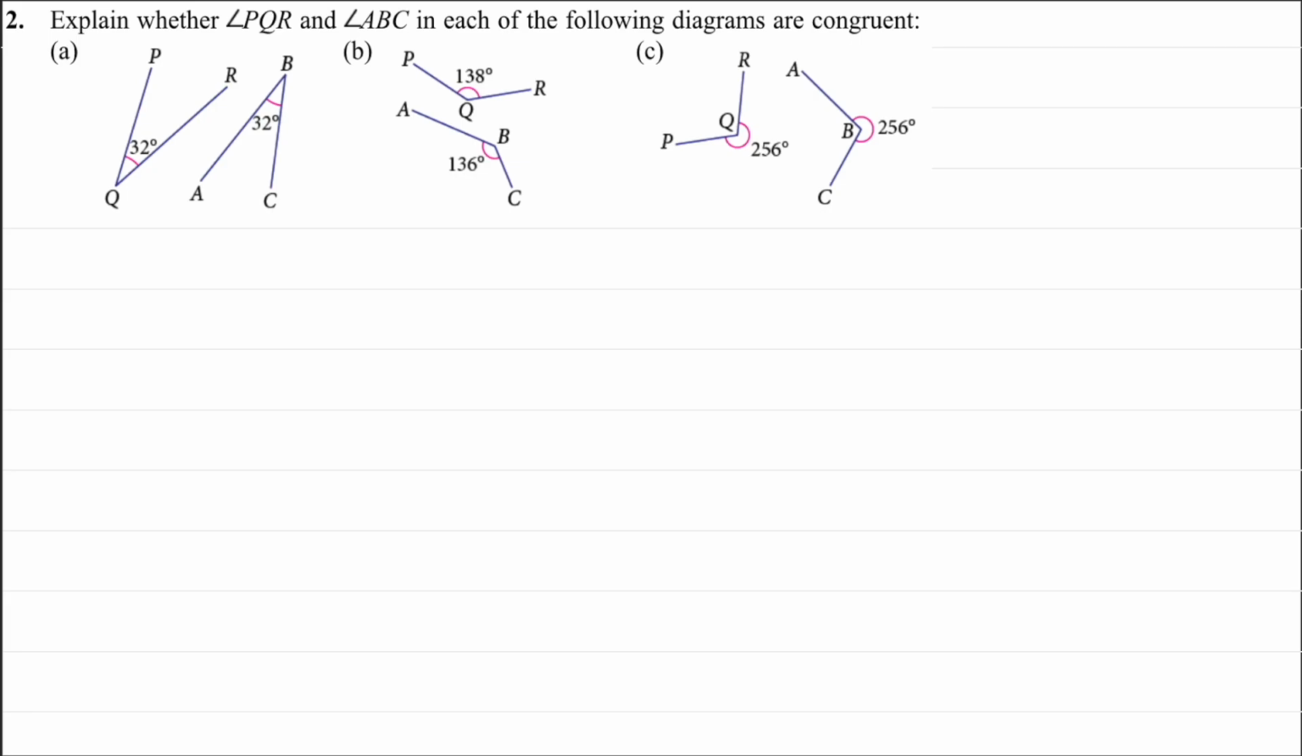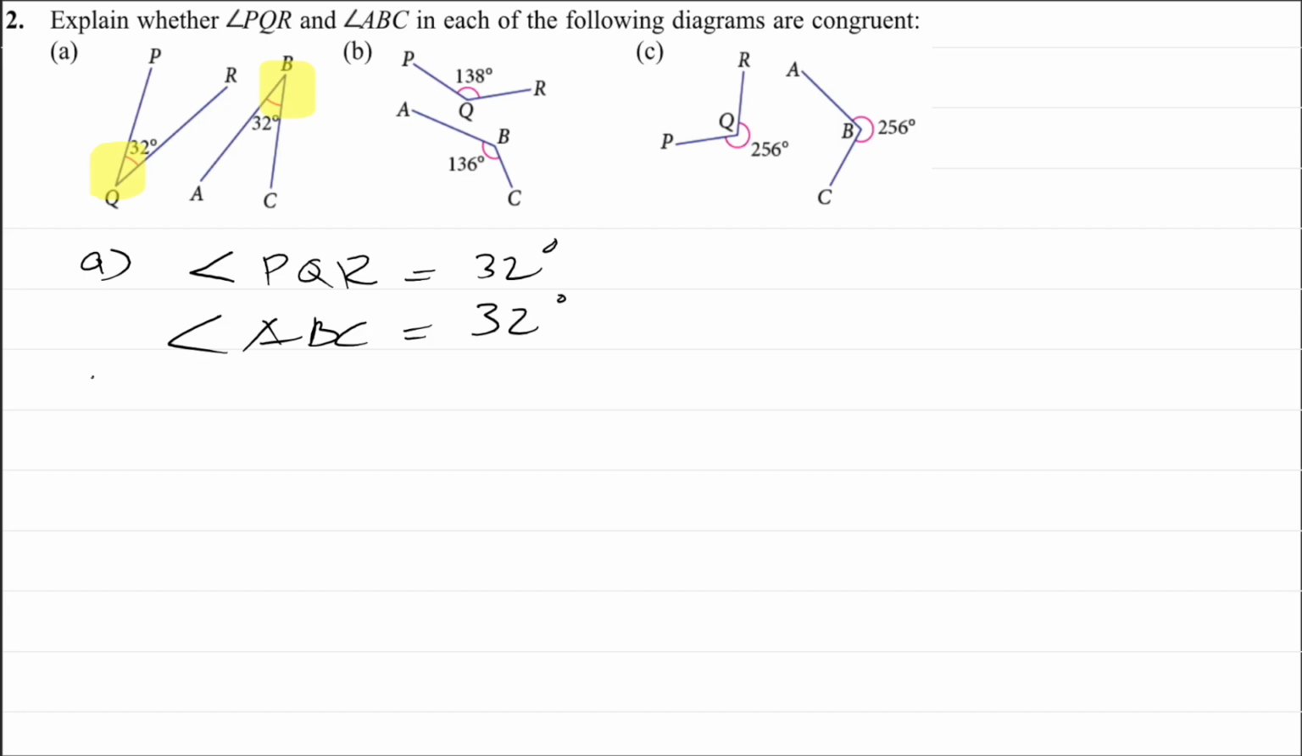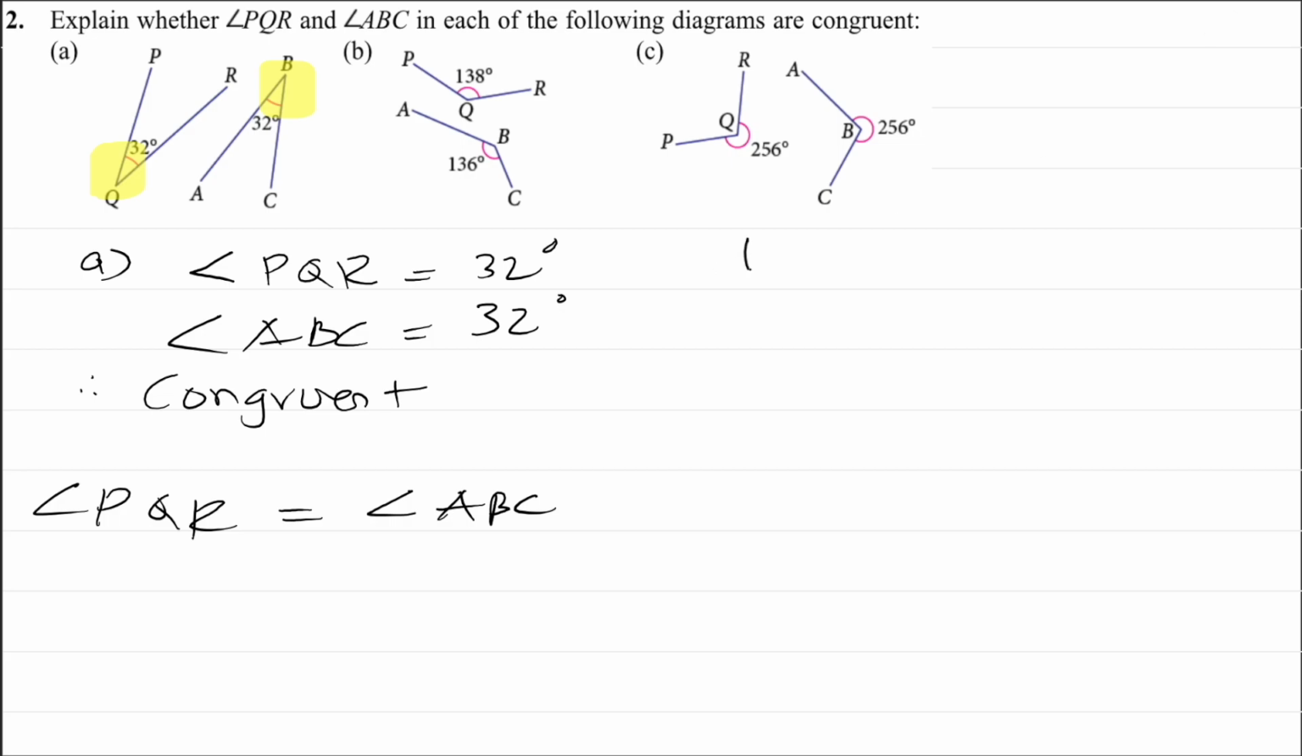Explain whether angles PQR and ABC in each of the following diagrams are congruent. So kalau kamu tengok kat sini, PQR, angle dia terletak kat Q. And ABC, angle dia terletak dekat B lah. Okay. So cara nak tulis adalah untuk A, kita tulis angle PQR is 32 degrees. And angle ABC is 32 degrees as well. So kita boleh conclude dia tu adalah congruent. Kenapa congruent? Sebab angle PQR is equivalent to angle ABC. Macam tu je.